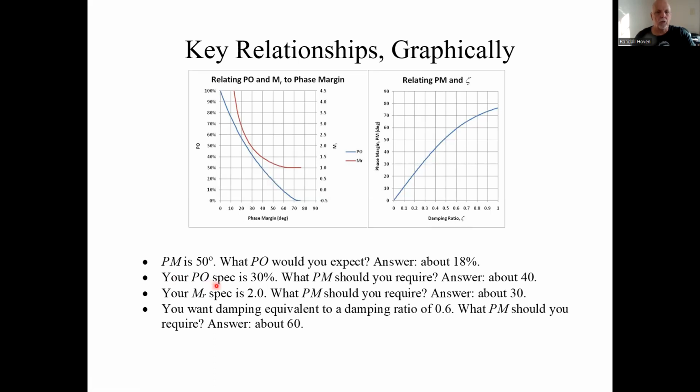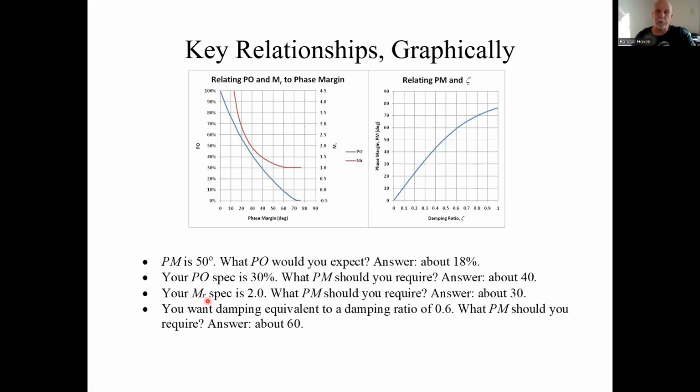What if your peak overshoot spec is 30%? Peak overshoot is the blue line, and the left side is peak overshoot. 30%, the blue line, is right there. What's the phase margin there? About 40.